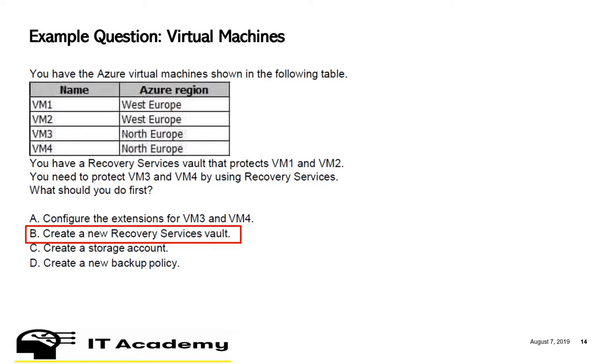So answer A, configure the extensions for VM3 and VM4. Okay, virtual machine extensions are in the operating system by default now. We don't need to do anything with that. We don't need to put anything inside of a virtual machine for Recovery Services because Recovery Services works at the storage replication level. It replicates the image of the virtual machine from the storage. Recovery Services doesn't really talk inside the virtual machine operating system. It looks at storage and replicates changes at the storage level. So configuring extensions will not help us here.